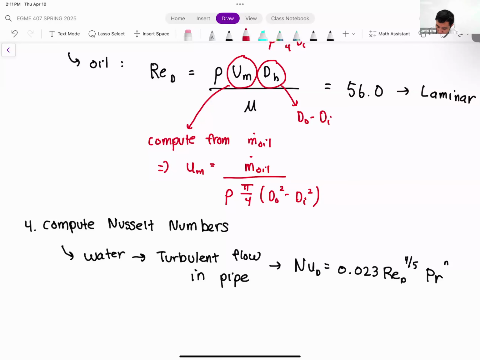Well, remember, n is a special parameter. It can either be 0.3 or 0.4. And so that value of n there is equal to 0.3 if the fluid that we're considering is being cooled. Or it's equal to 0.4 if the fluid that we're considering is being heated.